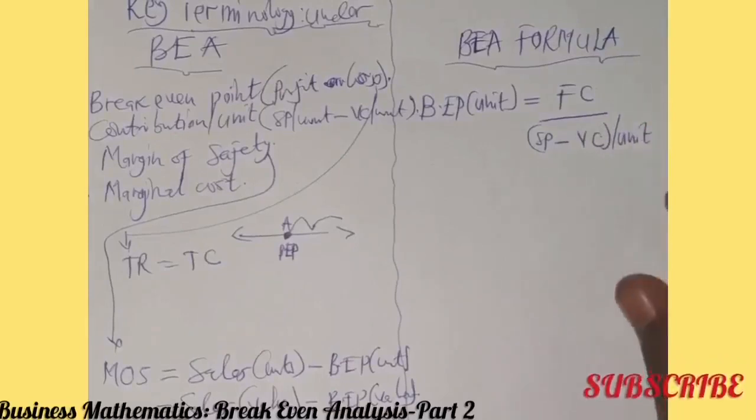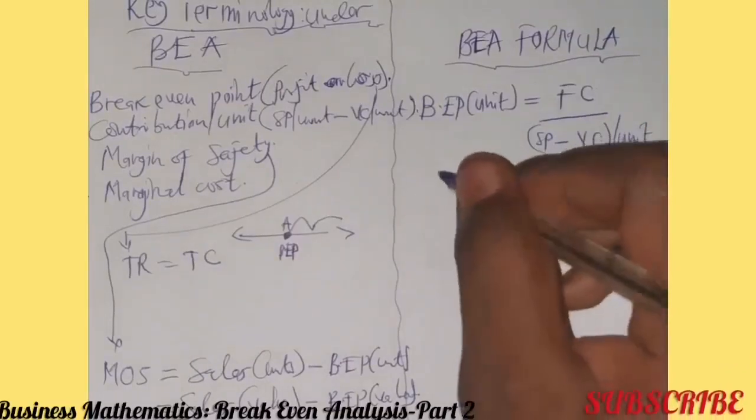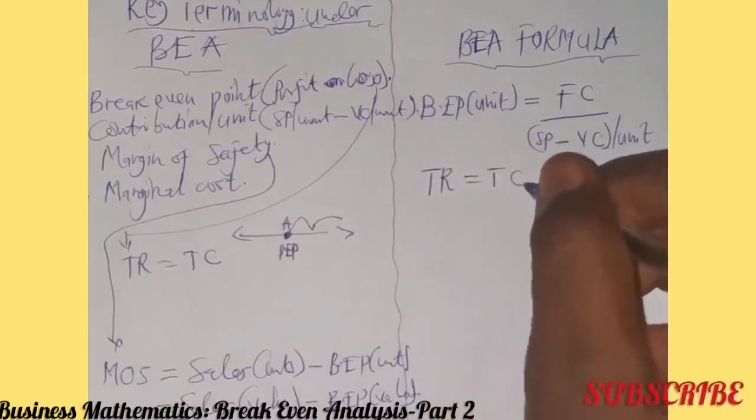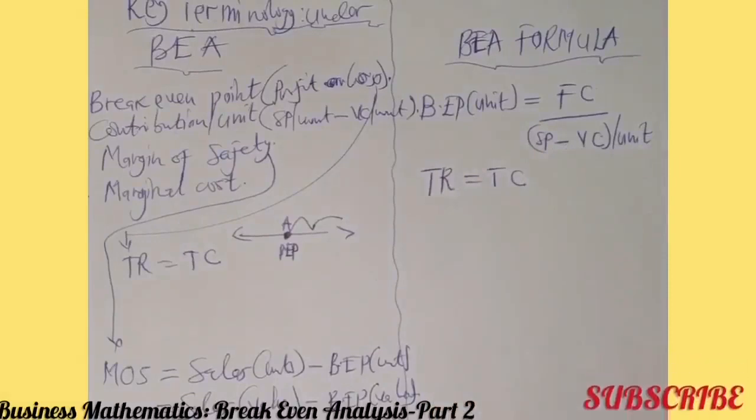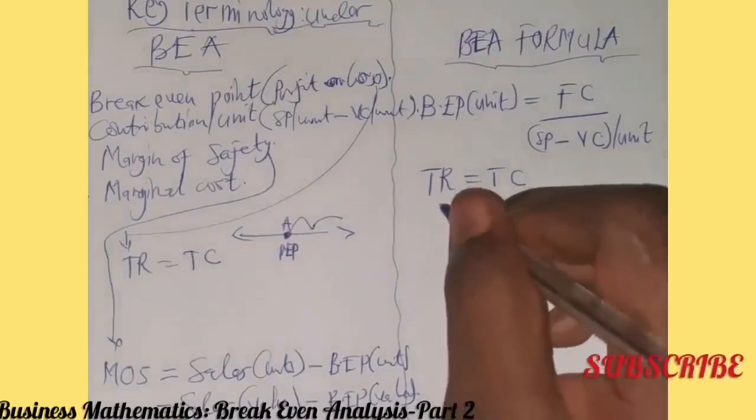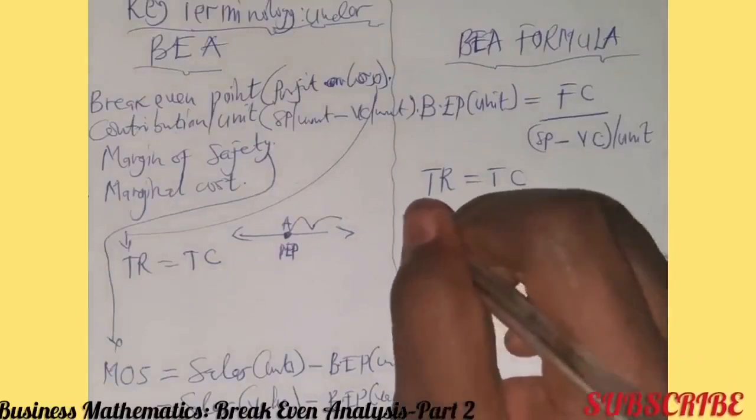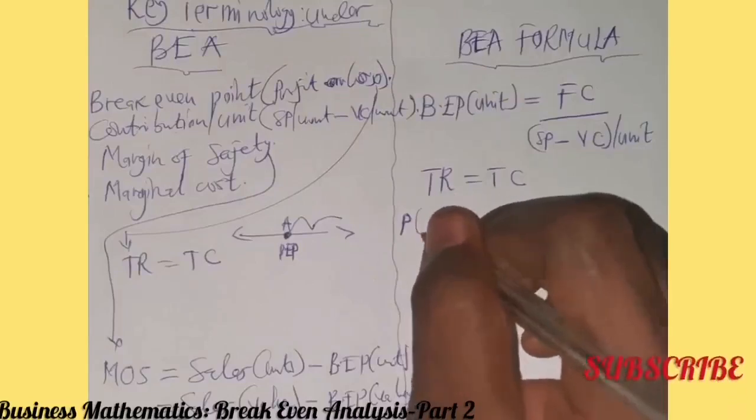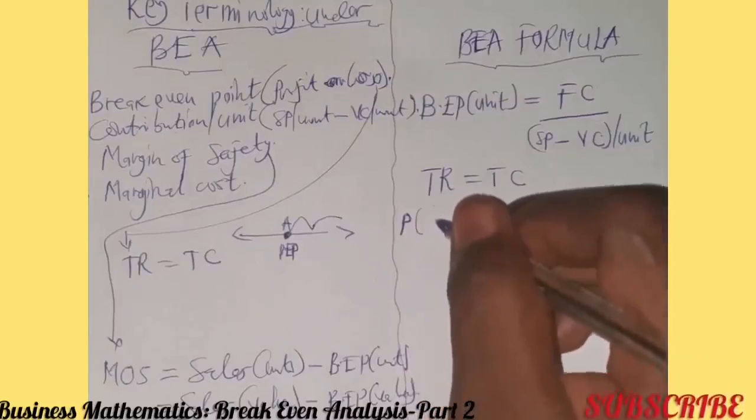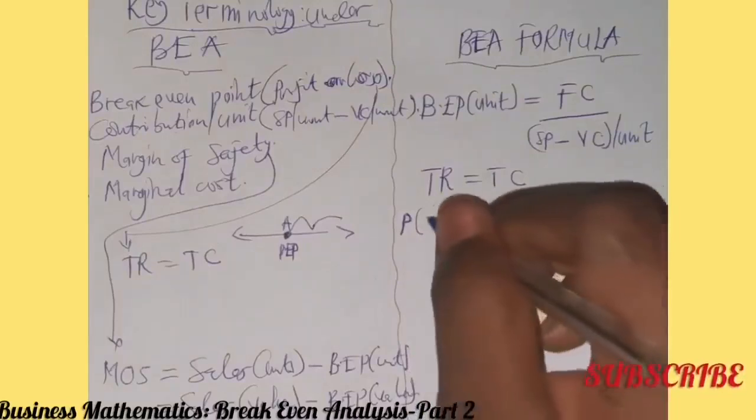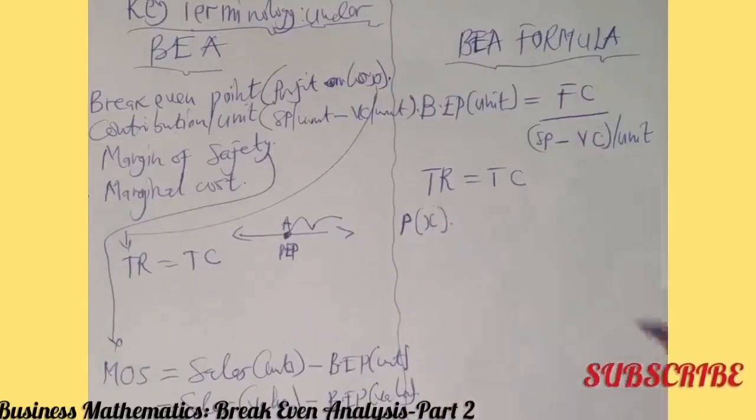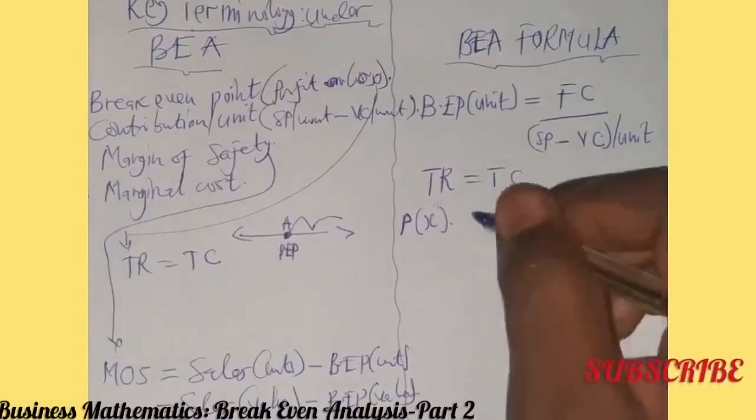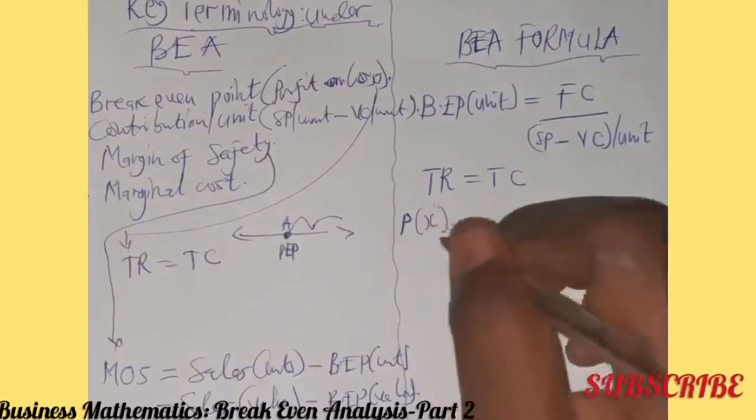But there is a way to get this formula. So now let's go into how we derive this. Remember, we said earlier that your total revenue will be equal to your total cost when there is break-even. There is neither profit nor loss made. So at this point, your total revenue is equal to your selling price, which I'll represent with P, multiplied by the quantity you're able to sell. I'll use X to represent the output you're able to sell. This will give your total revenue.